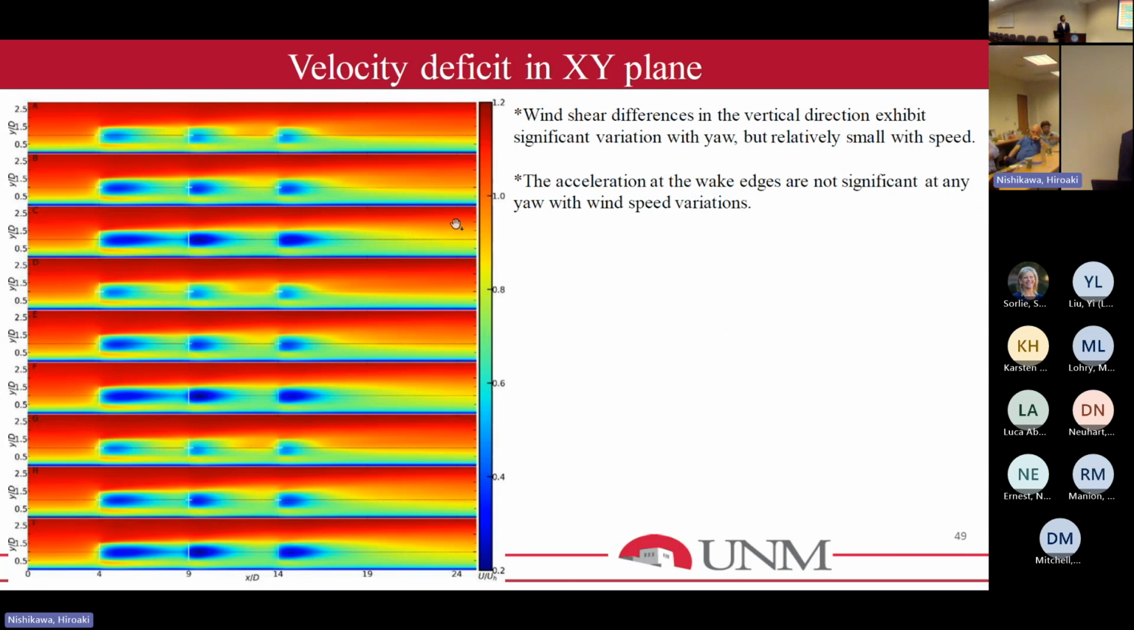So this is the velocity deficit field in the XY plane. As you can see, the yawing of the turbine affects the distribution, or the wind shear, of the velocity field.